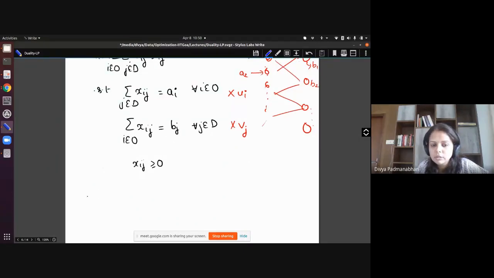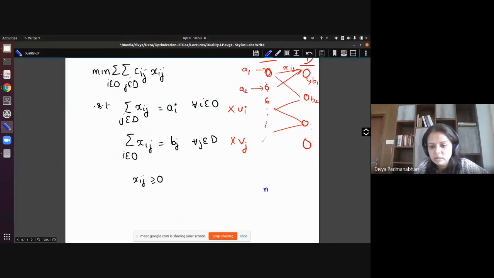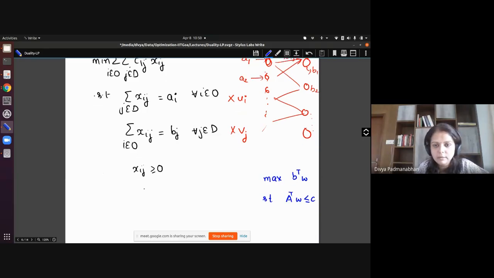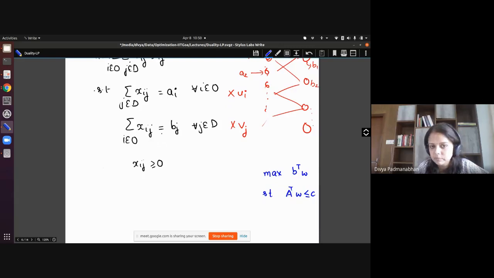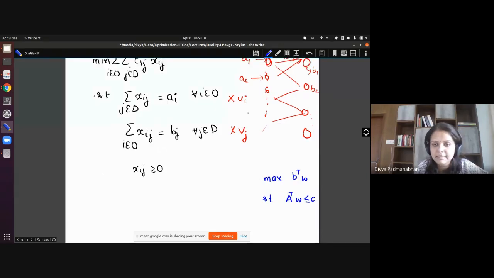Okay, so now the dual, let me just write it here. What the dual was supposed to be is something like this: maximize B transpose W such that A transpose W is less than or equal to C, and W is unrestricted. So let's just apply what it means here. Can somebody tell me that? Just apply these values. U's and V's are taking the place of W. So tell me the objective. So it's maximization.